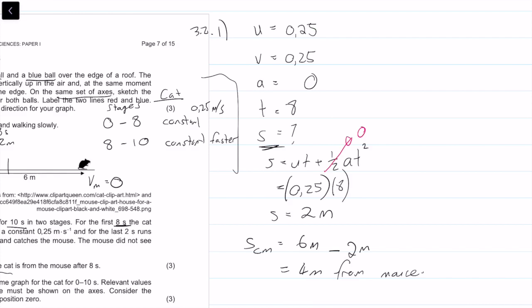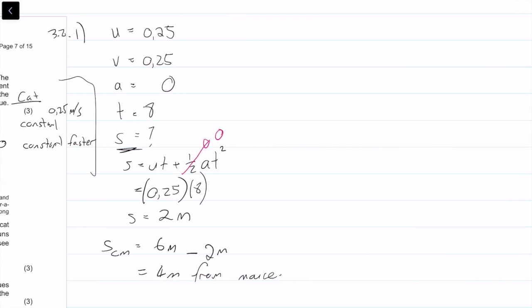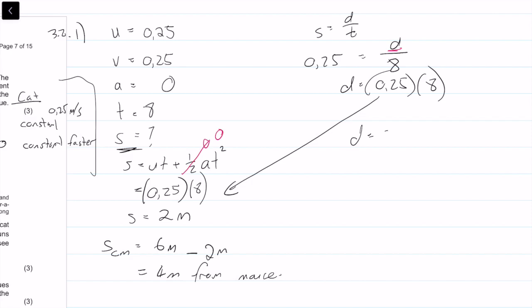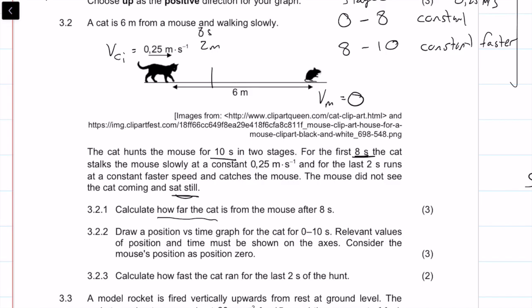Otherwise, it's literally the same process, but we could have used the equation because we have a constant velocity question. We could have used the equation speed equals distance over time, and we know the speed is 0.25. Distance is unknown, and the time is 8 seconds. So the only unknown here is our distance. So we get d equals 0.25 times 8, which is exactly the same. So we get a distance of 2 meters. Okay, 2 processes, same answer. You can decide which one is easier.